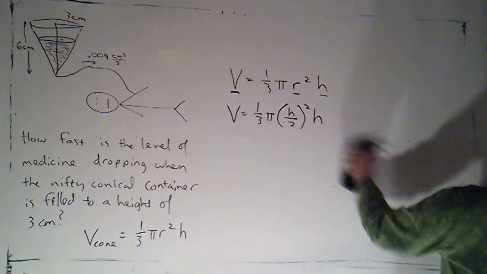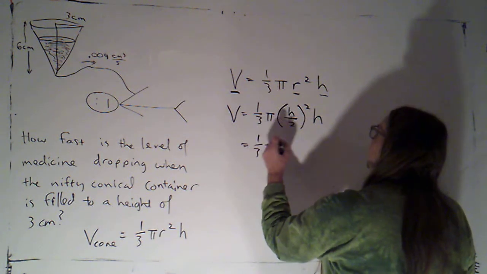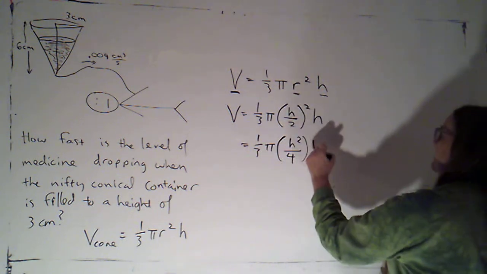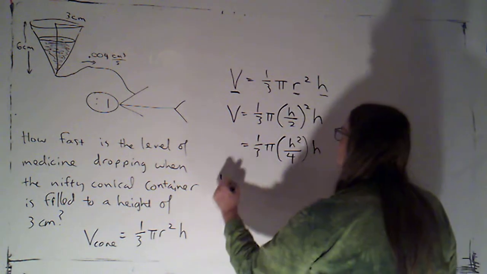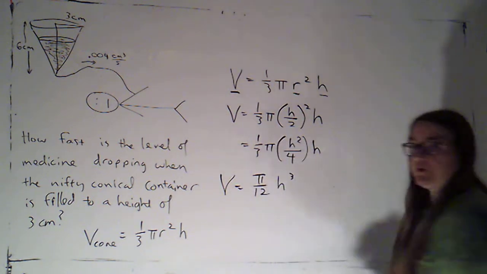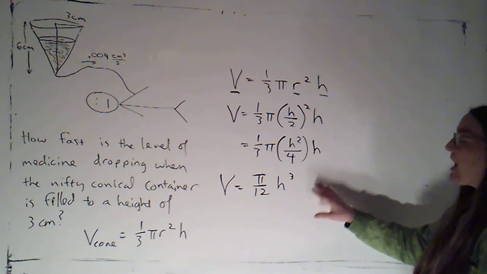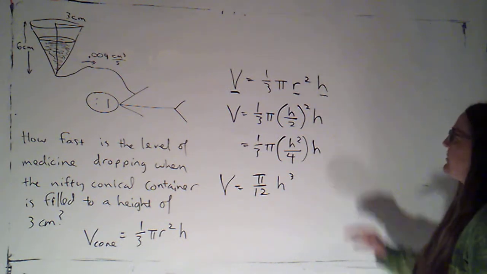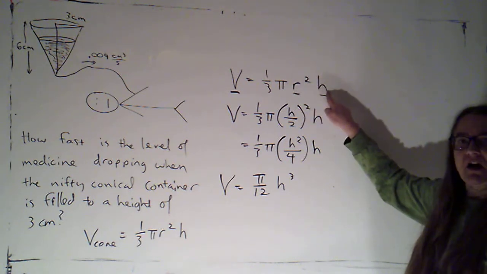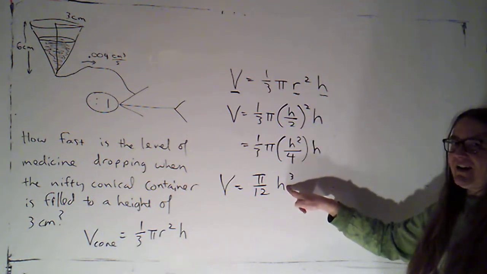Okay. Now I can simplify this a little bit. This is 1/3 pi times h squared over 4, square the top and the bottom, and then times that other h. So the volume is pi over 12 h cubed. Excellent. Now, I could have done this work after I took the derivative, but notice here, I'm multiplying together two functions of time. I would have to use product rule. Here, I've just got h cubed.